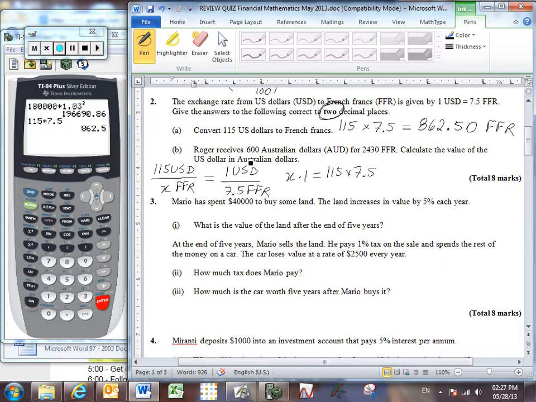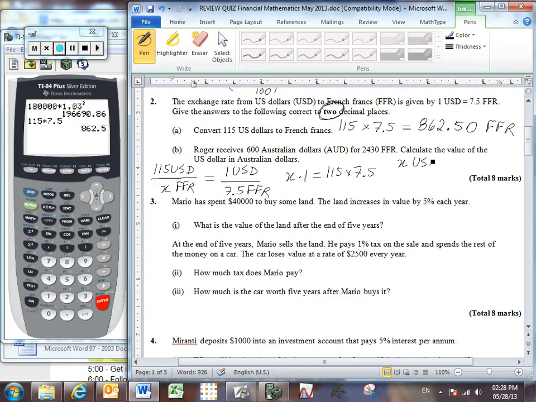Part B, Roger receives 600 Australian dollars for 2,430 French francs. Alright, so why don't we figure out what the conversion rate is between Australian dollars and French francs, and then perhaps we can use that conversion rate for the rest of the question. So let's see, let me just think about how I want to approach this. Perhaps I should see how many American dollars there are in 2,430 francs.